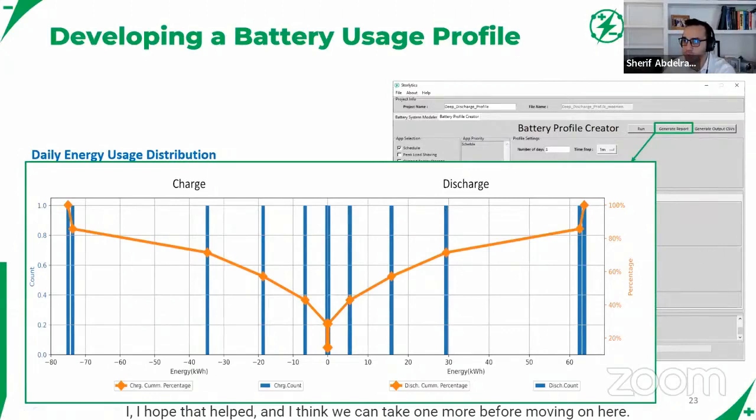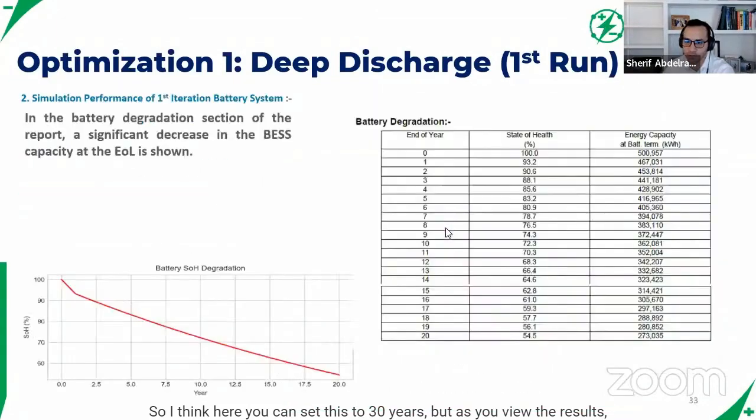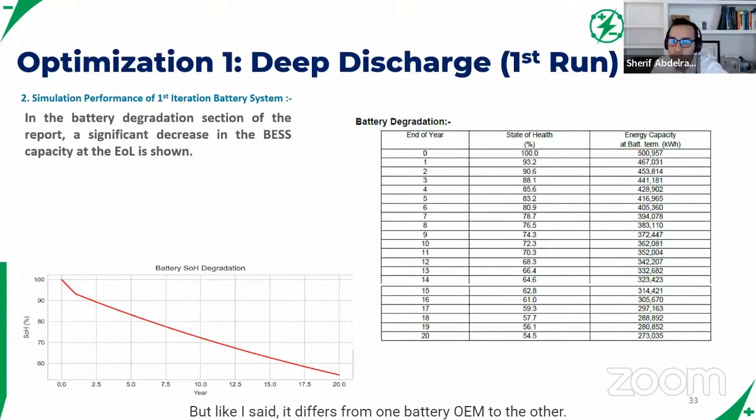And I think we can take one more before moving on here. If we extend the lifetime beyond 20 years, would the model provide a degradation in state of health curve? Yes. I think here you can set this to 30 years, but as you view the results, for instance here, we're getting to 54% state of health. And we know that our end of life for our batteries is 65% state of health. We just defined that for this workshop across the board, but like I said, it differs from one battery OEM to the other. So this was the first run here.